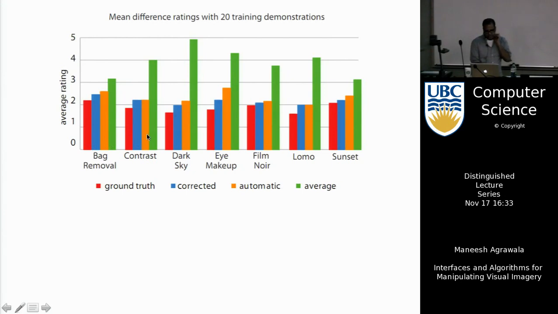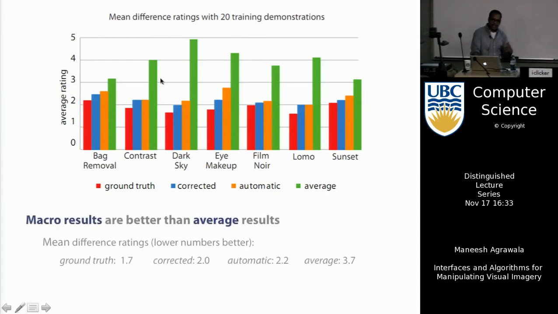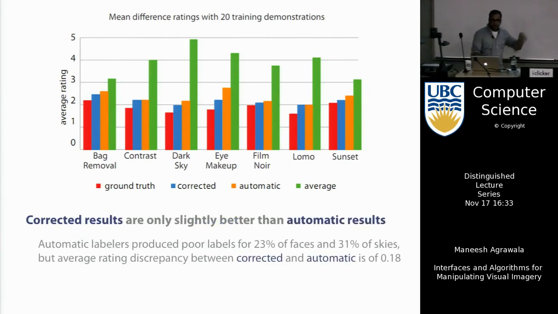And what you can see is that generally the ground truth were rated closest to ground truth. That's good. Our techniques in the middle here, blue and orange, were rated pretty good. And then the average technique, our straw man, was rated much worse. And so what these results indicate is that the macros are better than the average results. They're in fact closer to the ground truth than the average. Corrected results are only slightly better than the fully automatic results, and so we were pretty happy about that.